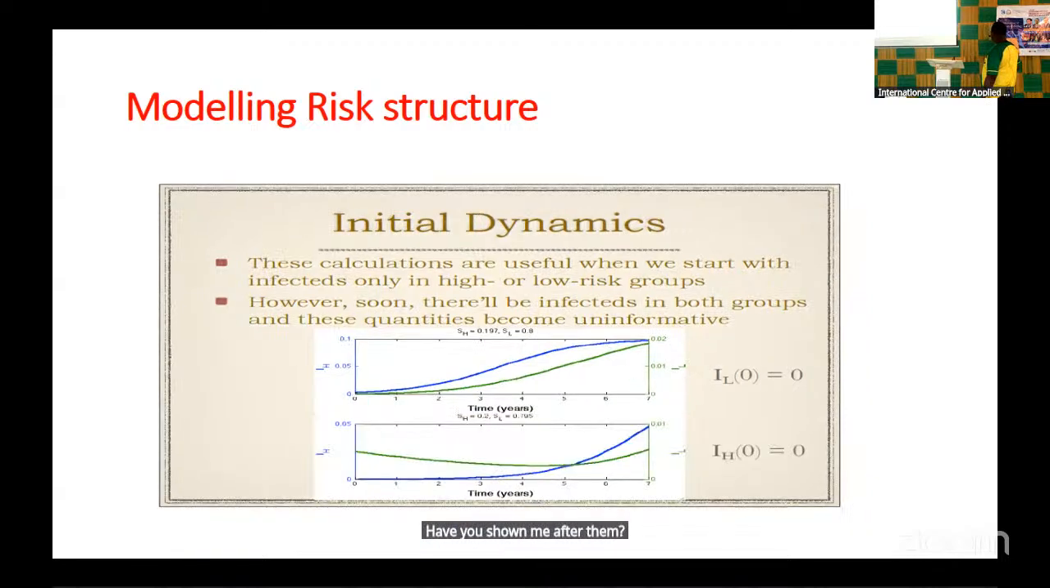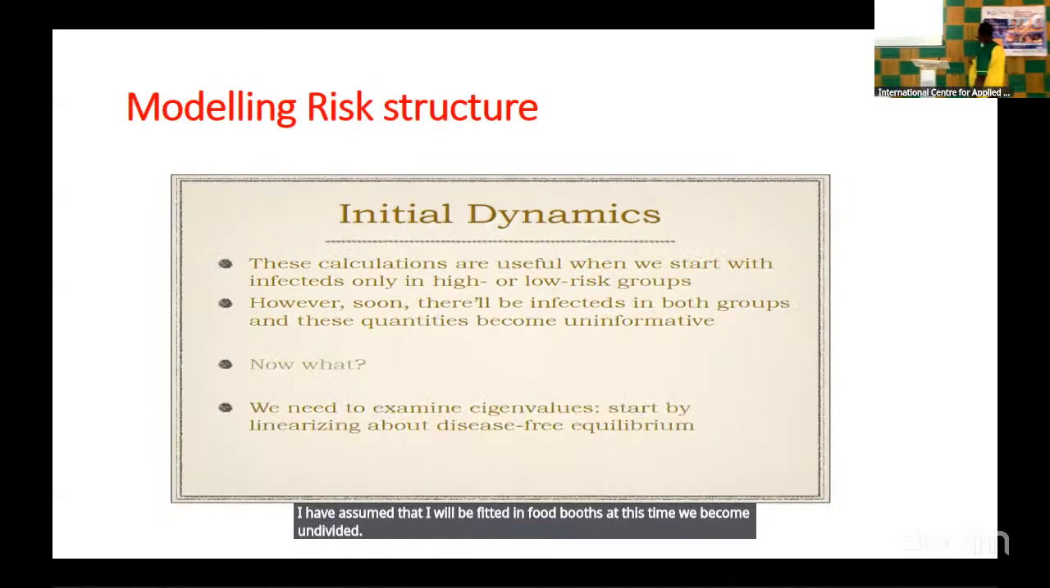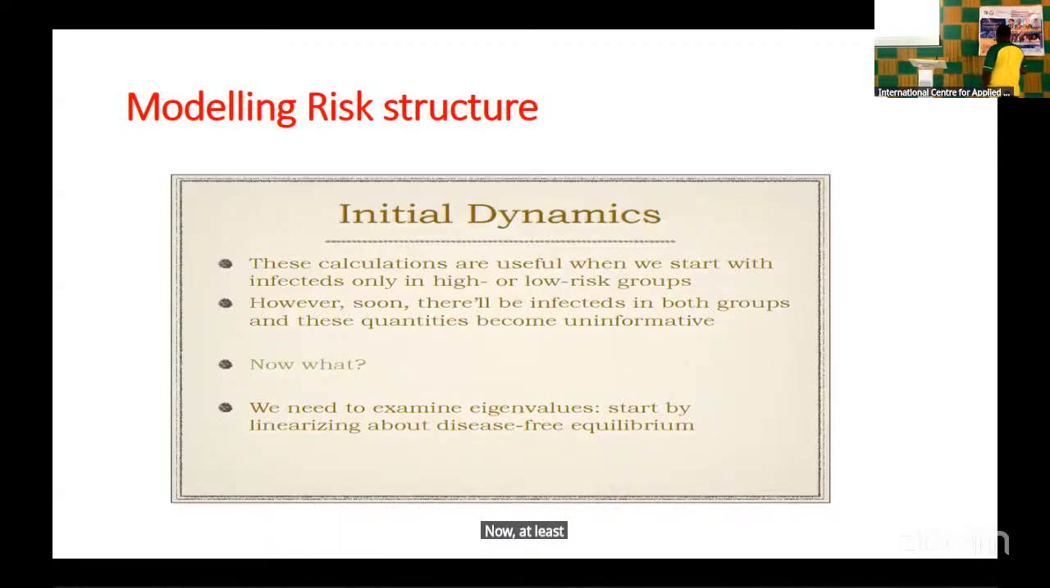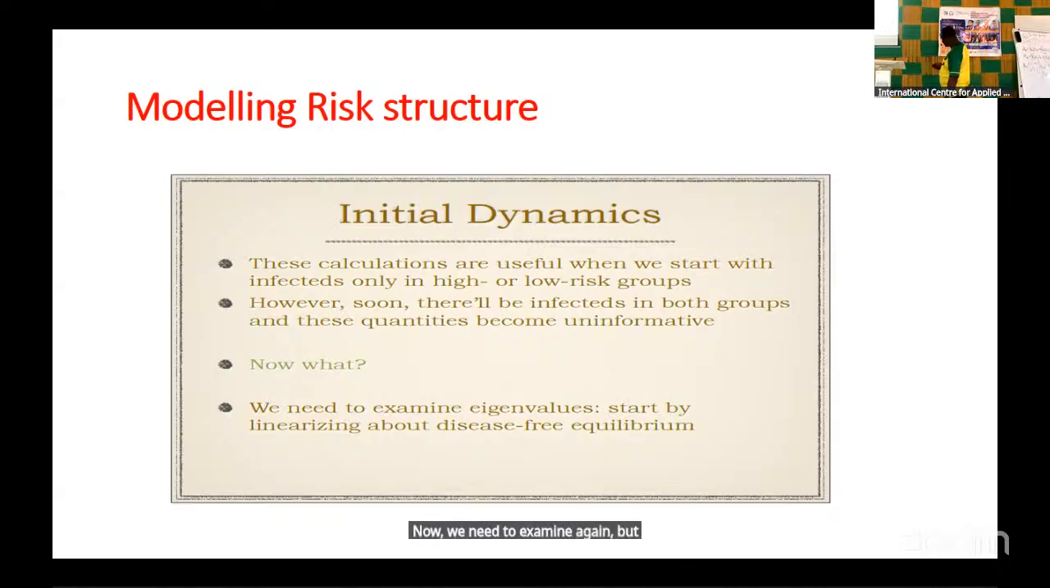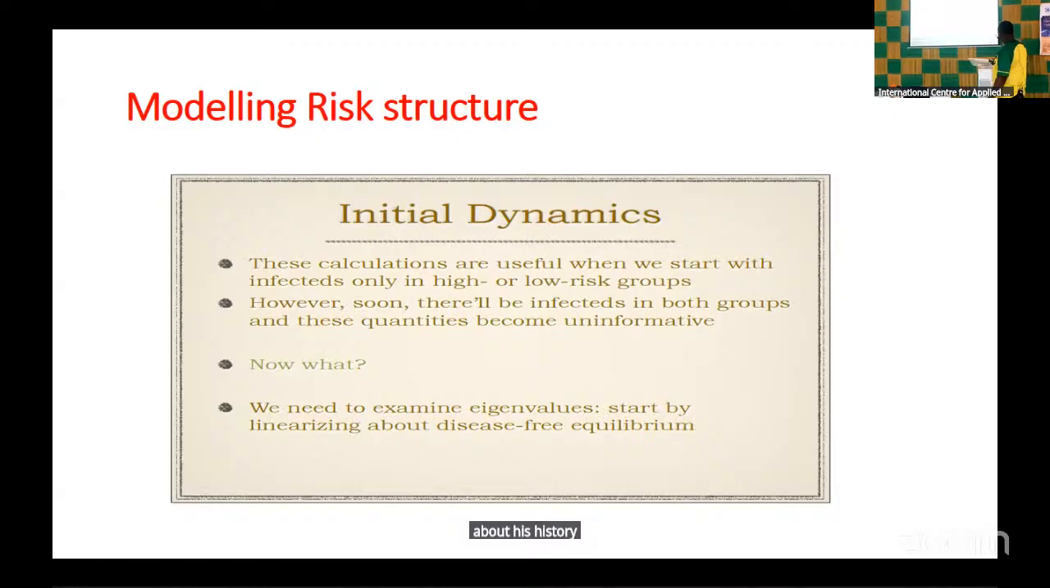These equations are useful when we start with infected only in the high or low risk group. However, soon they will be infected in both groups, and this quantity becomes uninformative. Now, we need to examine eigenvalues, starting by linearizing about the disease-free equilibrium.